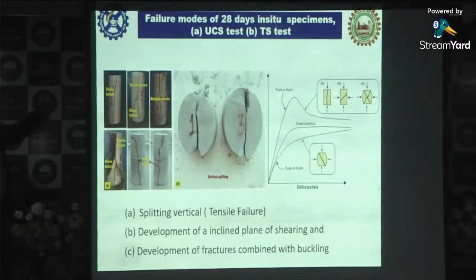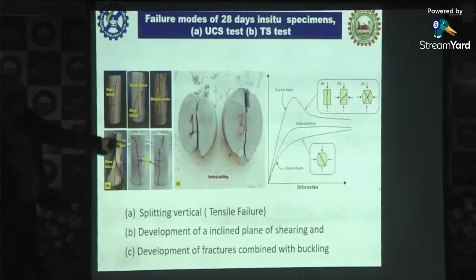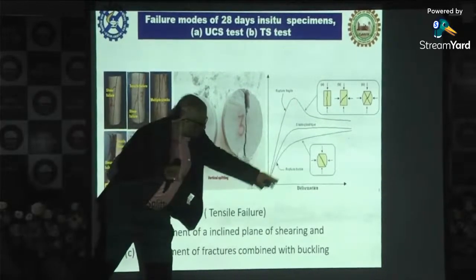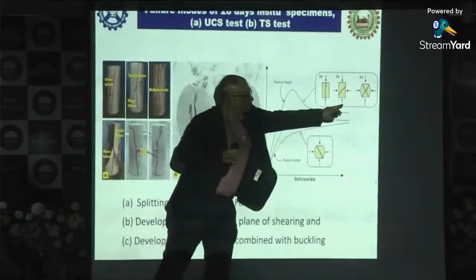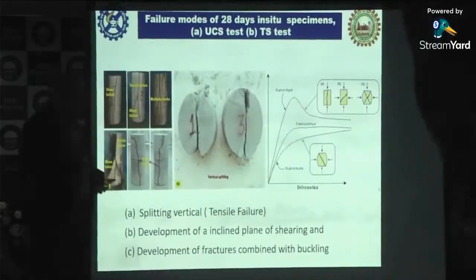So this is a kind of rupture what we are getting. This is a shear failure. This is a tensile failure, and this type of failure represents a combination of both.